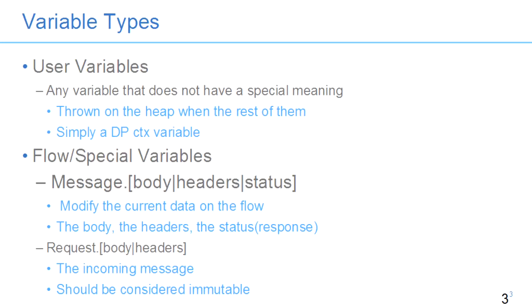Headers is also a special one. It affects the headers on the wire. It's not stored anywhere. As soon as you do a set variable on message.headers.header name, it's on the wire, so it's ready to go out. And status is only applicable on the response. So on the response flow, you can do a message.status.code or .reason, and that will be the status code and reason that the client receives. They can be set separately, or you can set a string that has the code and the reason. Request.body and request.headers and all the others that William noted, they should be considered immutable. You can read from them, but you should never set them.